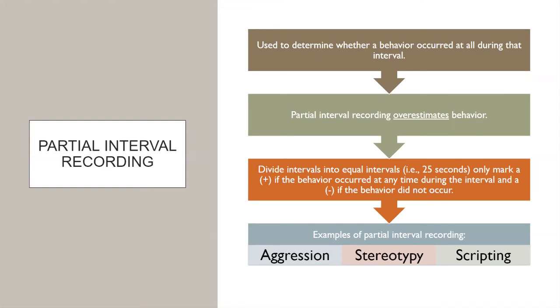Partial interval recording is used to determine whether a behavior occurred at all during the interval. Partial interval recording overestimates behavior. Let's say the interval is 30 seconds and you are targeting aggression. Within that 30-second interval, the client only needs to engage in aggression once to show that the behavior occurred during that interval. But what happens if the client engaged in 20 instances of aggression? It is not taking account of how many times the behavior is occurring, more so only if it occurs at all. Therefore, it is overestimating the behavior.